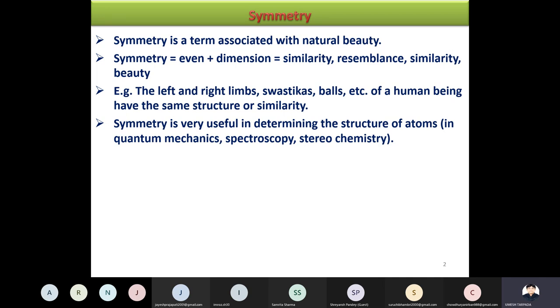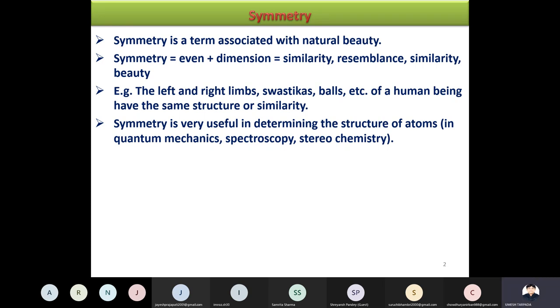Symmetry is very, very important. It is very useful to determine the structure of atoms. It has good application in quantum mechanics, spectroscopy, stereochemistry. Everything is based on symmetry. For any competitive exam, three chapters are very important: one is pericyclic reactions, the second is symmetry, and the third is stereochemistry. All these three chapters are interconnected.